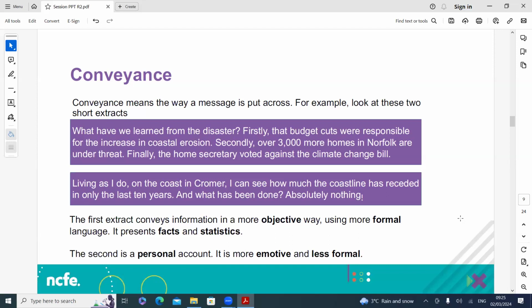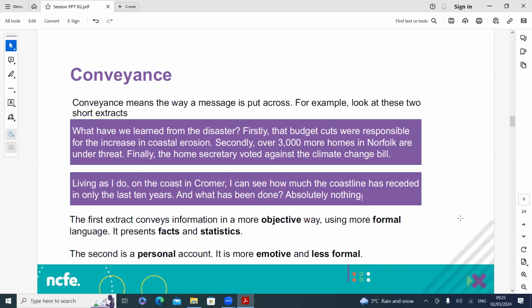It's more emotive. What has been done? So it's absolutely nothing. The punctuation is adding to the emotive element of that extract. What has been done? So it's question, absolutely nothing. So it's shocking that absolutely nothing's been done.